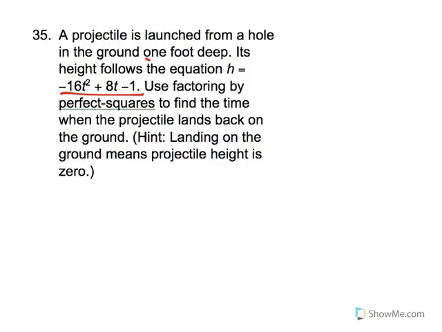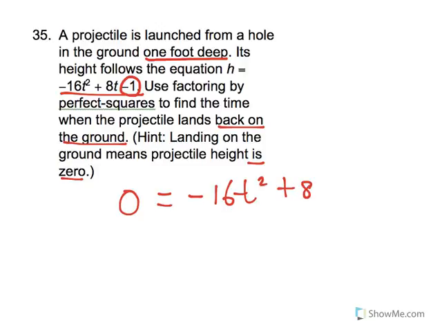So first of all, we already know that this negative 1 foot into the ground is already indicated in the equation. So we just need to worry about finding the time when the projectile will go back onto the ground. So this hint is already saying that h will equal 0 when the projectile is back on the ground. So we're going to set h equal to 0, so 0 equals negative 16t squared plus 8t minus 1.